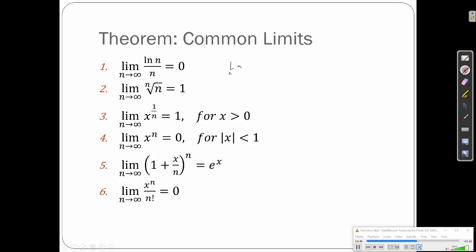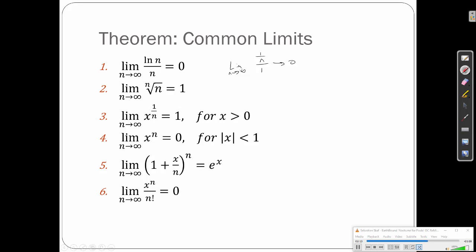You can just apply L'Hopital's rule, since it is indeterminate, infinity over infinity. If you take the derivative of the top, you get 1 over n. Derivative of the bottom is 1. It is no longer indeterminate. Top goes to 0, bottom goes to 1. This goes to 0. Pretty easy to prove.